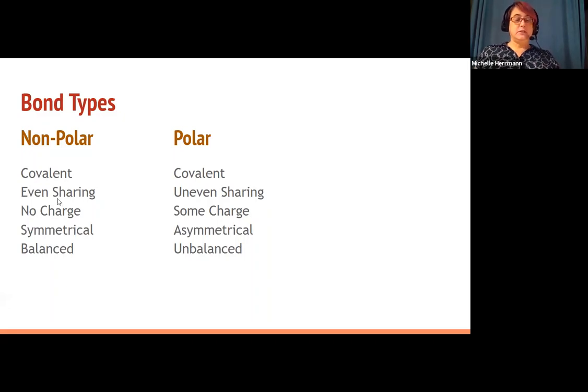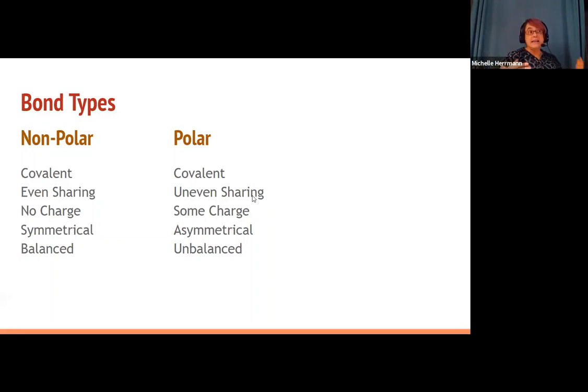Non-polar has even sharing. Because they're evenly shared, non-polar, no charge. There's no poles. There's no charge. Polar has some charge. Also, words you can think about is non-polar is symmetrical, and a polar means that it's asymmetrical or unbalanced.